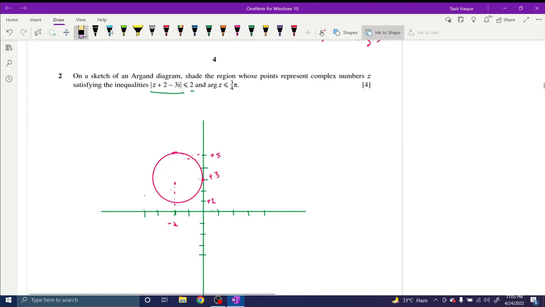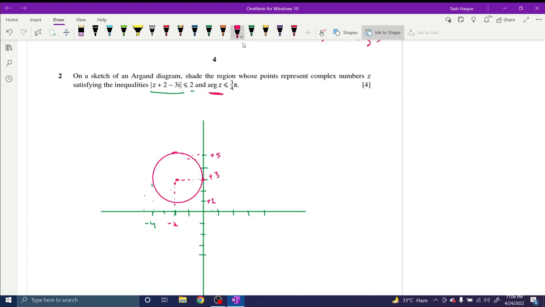This looks fine. Okay, so it has center -2, 3. It should go up to +5, +1, 0 on the right hand side, and -4 on the left hand side. By the way, I drew a bold line because this is less than or equal to. And what about the other one?